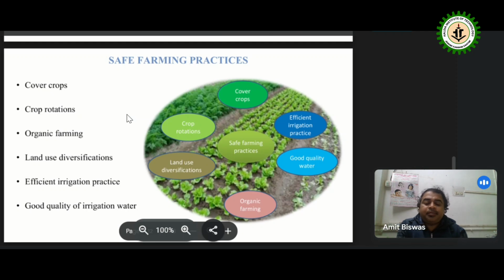Now, some farming practices are good from an environmental point of view, and those farming practices are called safe farming practices. Number one is cover crops, number two is crop rotation, number three is organic farming, number four land use diversification, number five efficient irrigation practice, and thereafter good quality of irrigation water. So safe farming practices cover all these things: cover crops, crop rotation, organic farming, and all the other cases.